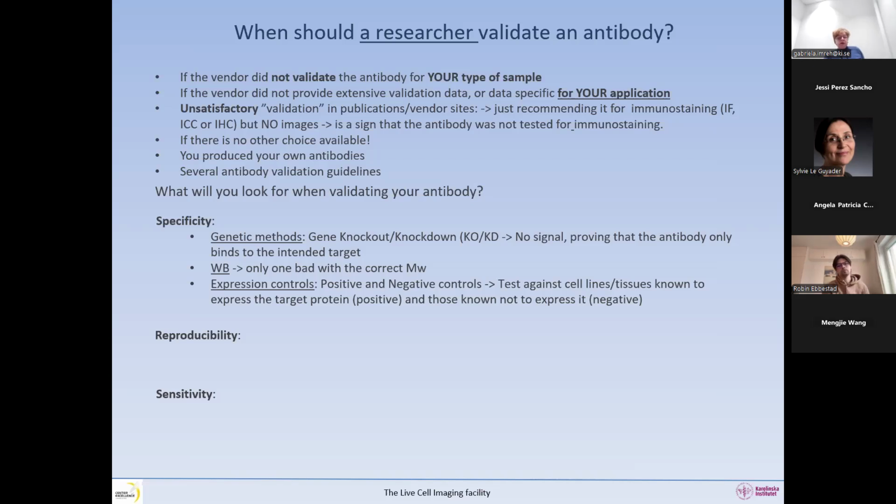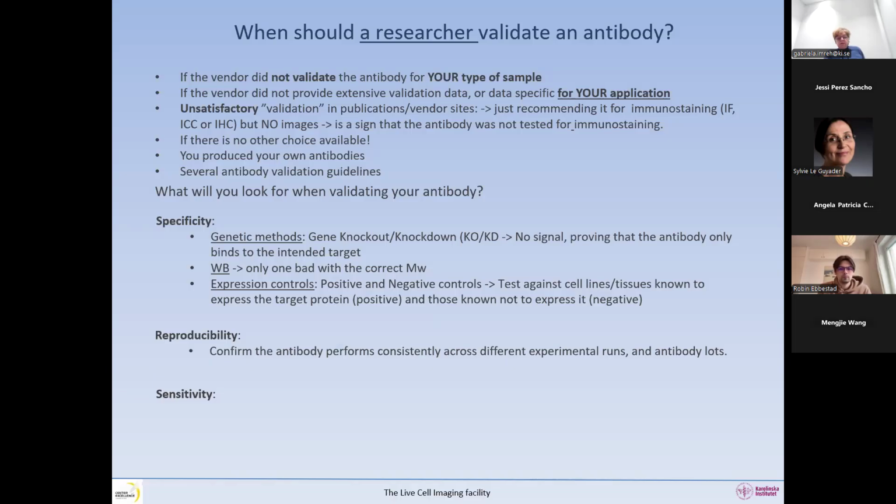Western blot is highly used to prove specificity. You should only get one band, and we'll come back a little bit to the Western blot. Or you can have expression controls, positive and negative controls. Basically, if you work with cell lines, it's very easy, or tissues too, for that matter. Then you can use cell lines or tissue known to express your target protein, and that will be your positive control, or those that do not express, negative control.